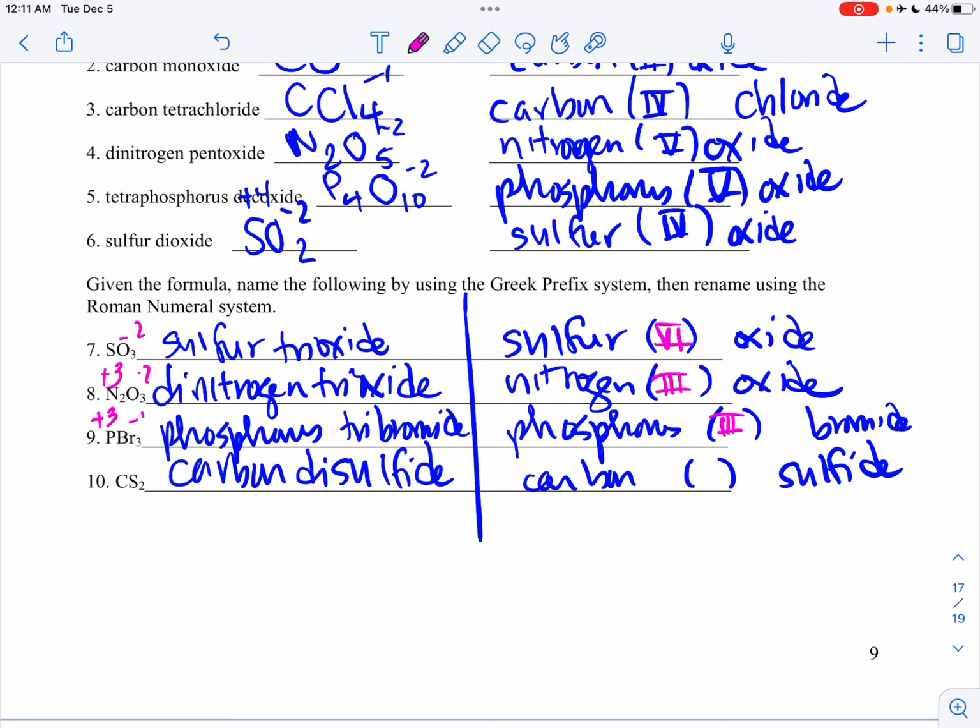Carbon is, we don't know. Sulfur is -2. But there are two of them, so -4, so carbon should be a +4.